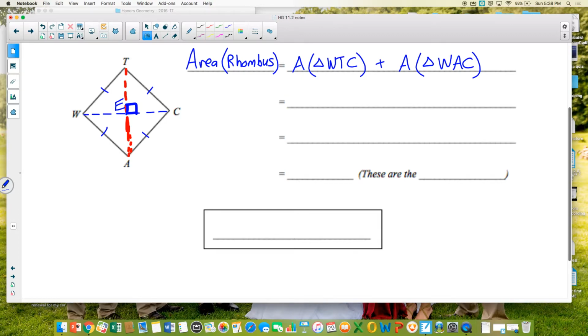So the area of triangle WTC, if you remember area of a triangle from last section, is 1/2 base times height. So the area of triangle WTC is 1/2, and the base of this blue triangle is WC. So it's 1/2 of WC times the height, and the height is the distance from T to E. So it's 1/2 of WC times TE. And then finding the area of WAC, which we'll draw in green. Find the area of this green triangle.